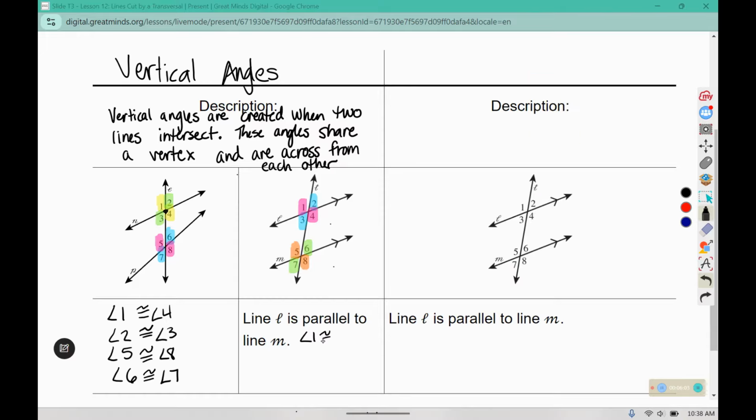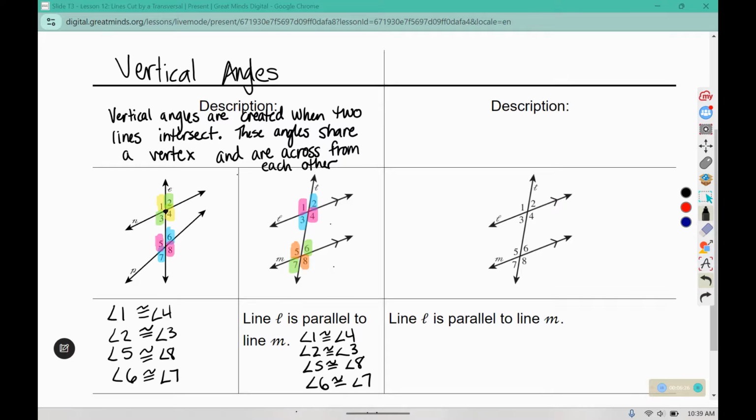Angle 1 is congruent to angle 4. Angle 2 is congruent to angle 3. Angle 5 is congruent to angle 8. And angle 6 is congruent to angle 7, as seen with the highlights.